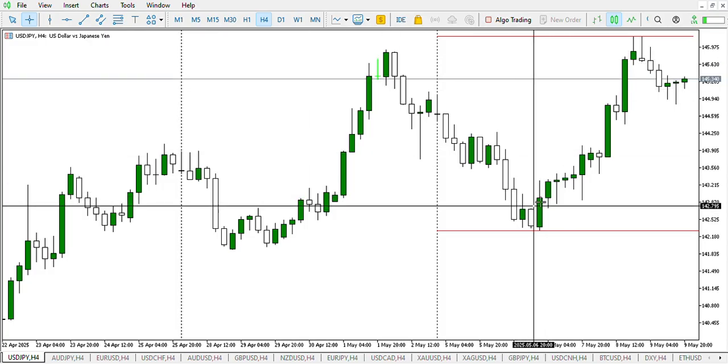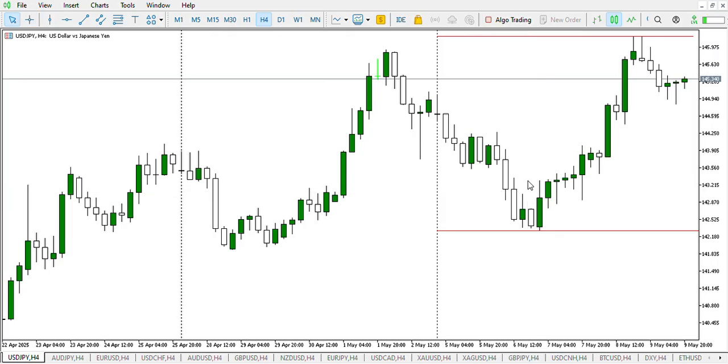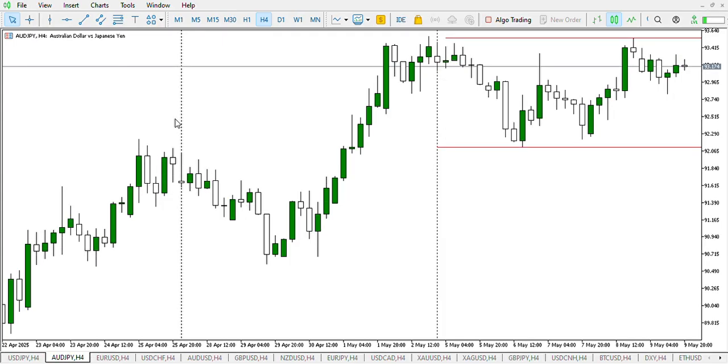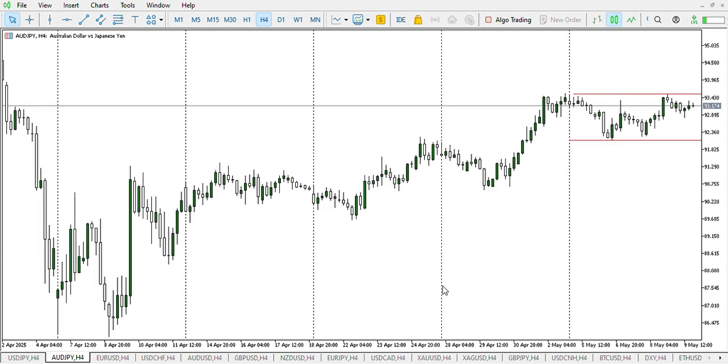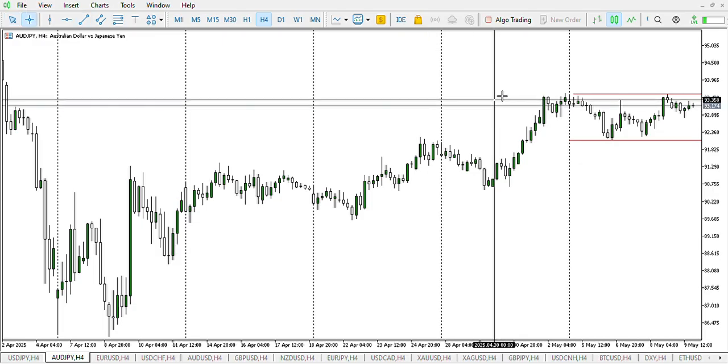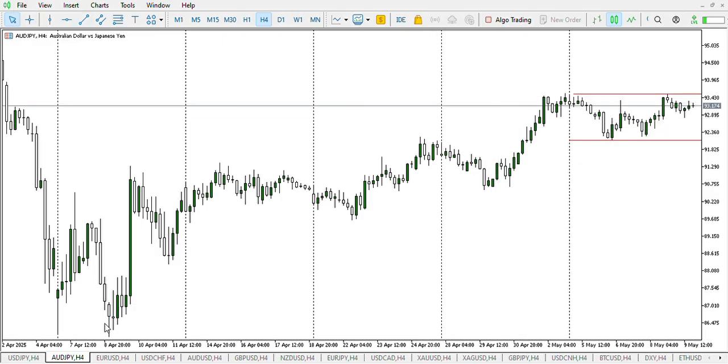So now let's move to pairs where we are probably going to have the buy candle at the resistance at the top and the sell candle at the support. So pairs that do not have the sell candle at the bottom, you can see on AUD the same. We also ignore this.